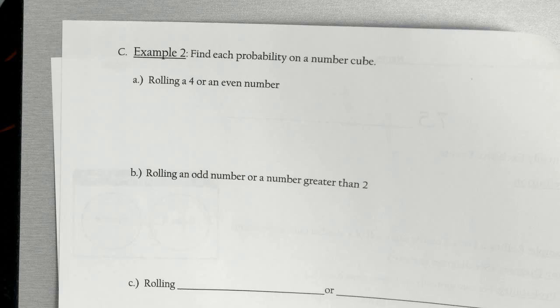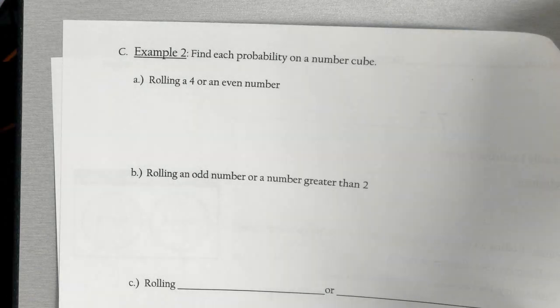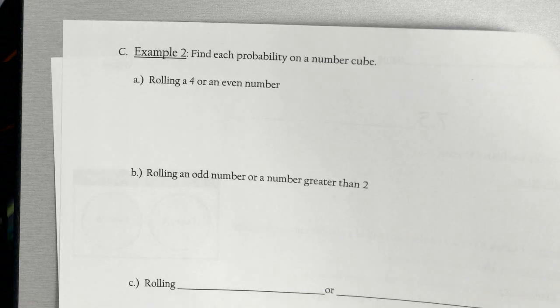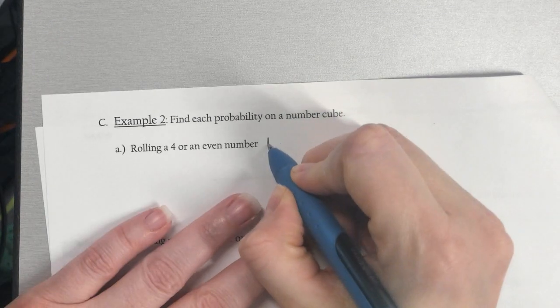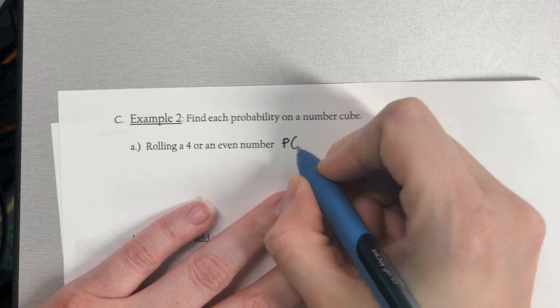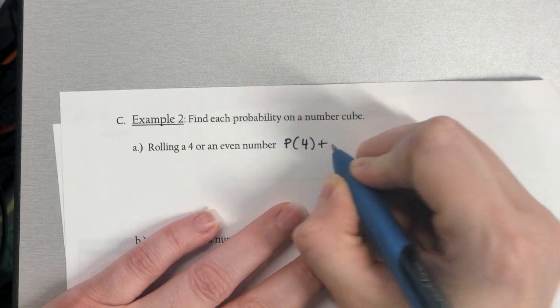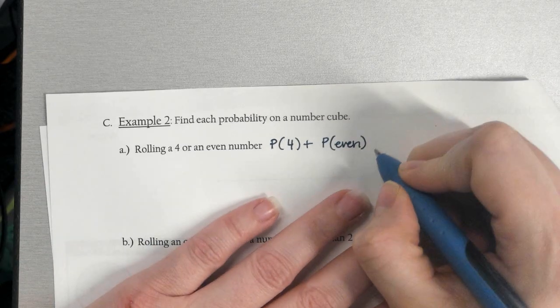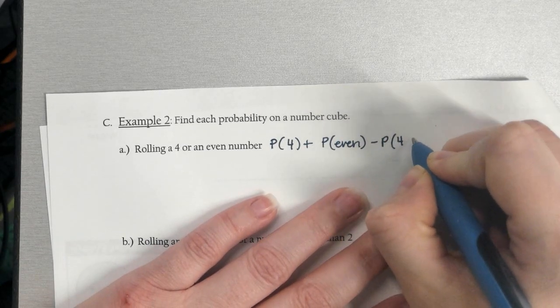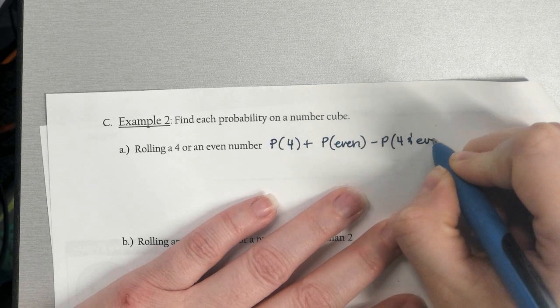All right, so we're going to pick up at example 2. What we just learned is how we are going to subtract the overlap, when they happen at the same time. So if you're rolling a 4 or an even number, all you have to do is find the probability of rolling a 4 plus the probability of getting an even number and subtract the probability that it's 4 and even.